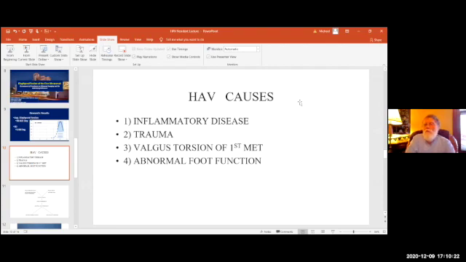So abnormal foot function. What kind of abnormal foot function causes bunions? Overpronation. Dorsiflexion of the first ray? Right, so first ray instability.